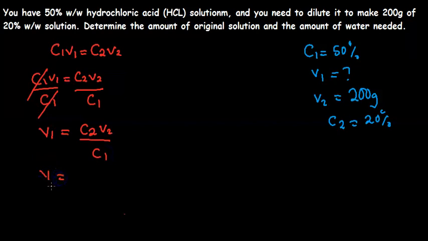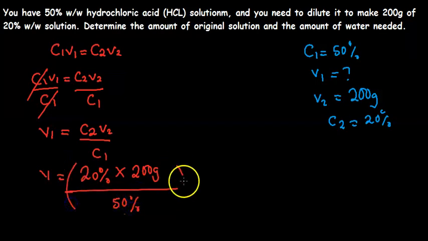V1 equals C2, the final concentration, which is given to be 20%, multiplied by V2, which is the final volume, which is 200 grams. We're going to place 200 grams here, divided by the initial concentration, which is what? 50%. Before you proceed, notice that percent will cancel percent. And at this point, you are going to be left with V1.